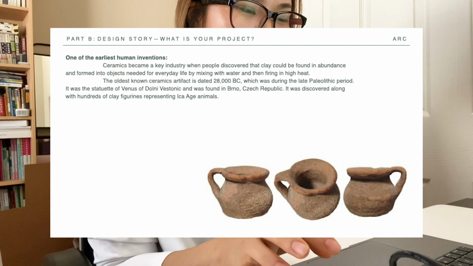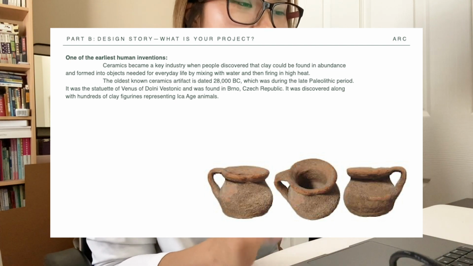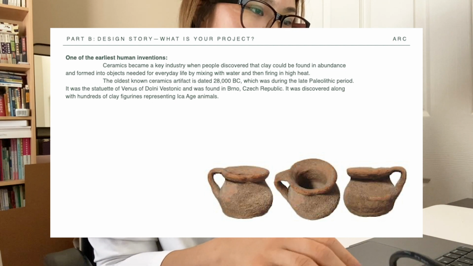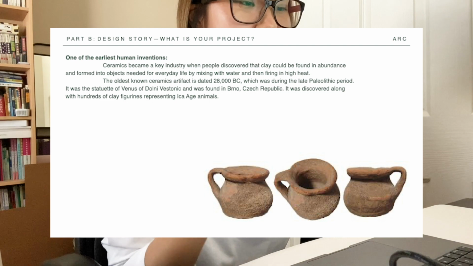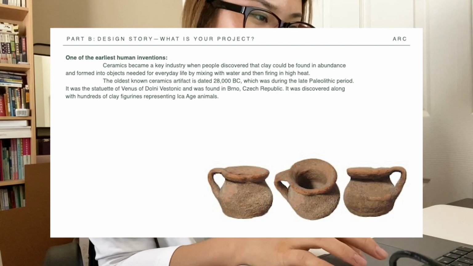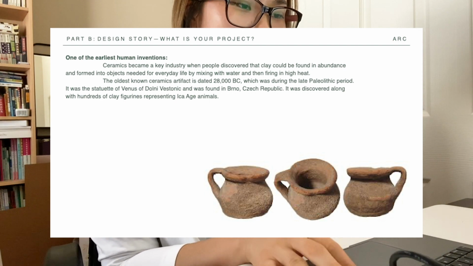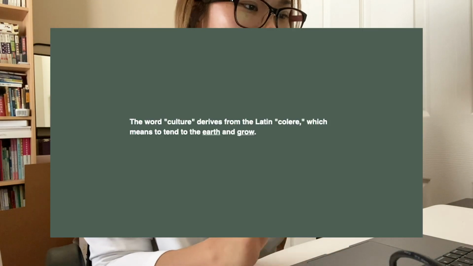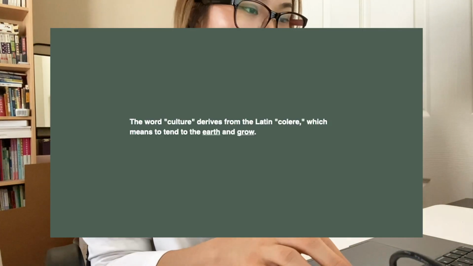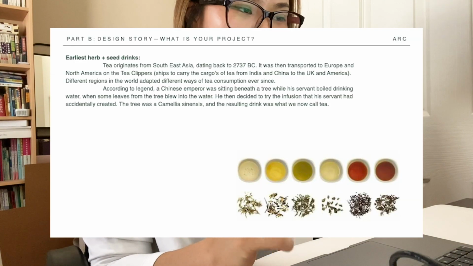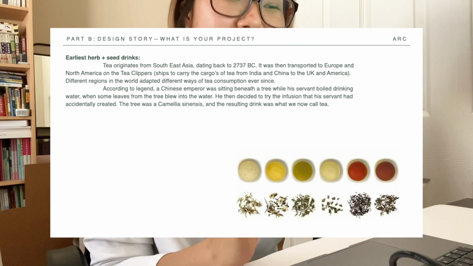Ceramics is one of the earliest human inventions. It is a craft that was used to make objects needed for everyday tasks, and it was a practice that was formed from 28,000 BC. It became a key industry when people discovered that clay could be found in abundance from the earth. And now looking into the second keyword, grow, the seeds and plants were extracted to make drinks dated as early as 2737 BC. That's very specific.